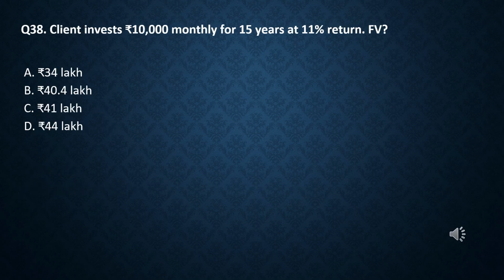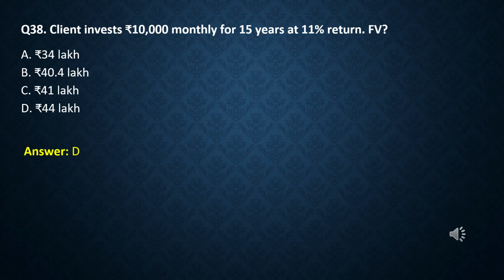Next question. Client invests 10,000 monthly for 15 years at 11% return. Then what is the future value? Option A 34 lakh, option B 40.4 lakh, option C 41 lakh and option D 44 lakh. Correct answer is option D 44 lakh.